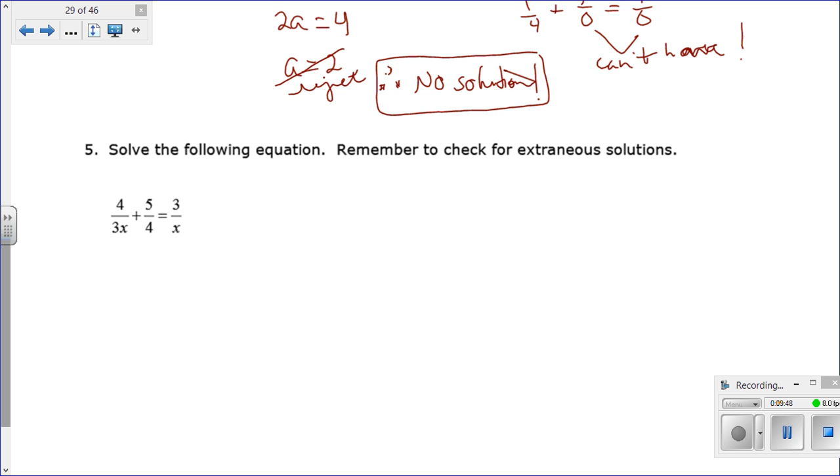So for number 5, solve the following equation, remember to check for extraneous solutions. So my LCD is 12x because I have the 3 and the 4, and then I have the x. The LCD between 3 and 4 is 12, and then I only have x to the first power, so multiply everything by 12x.